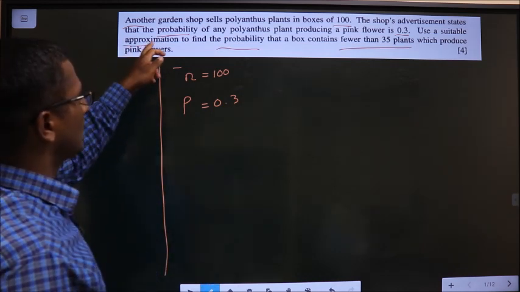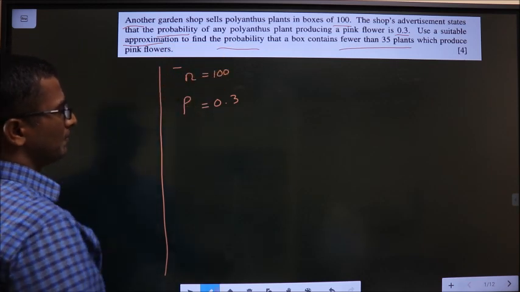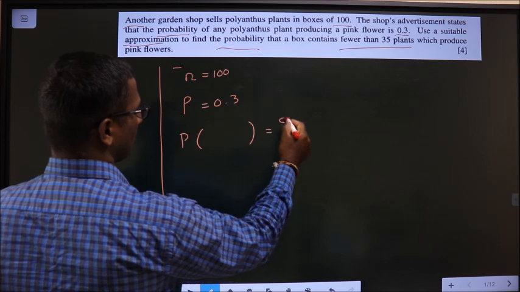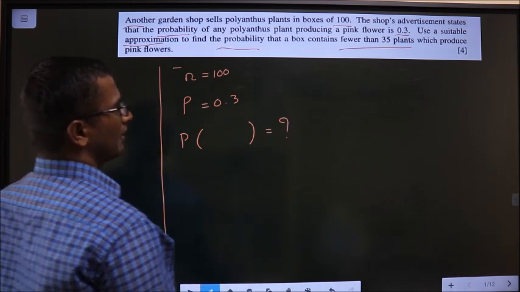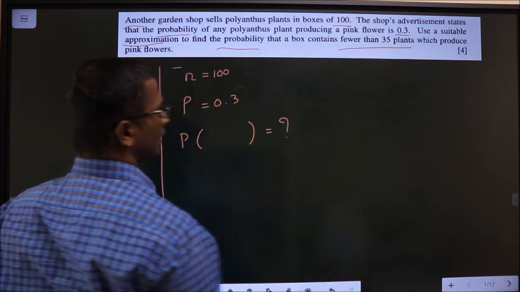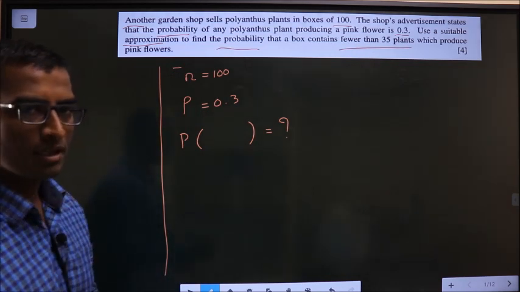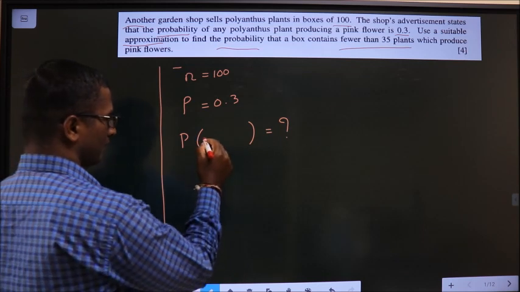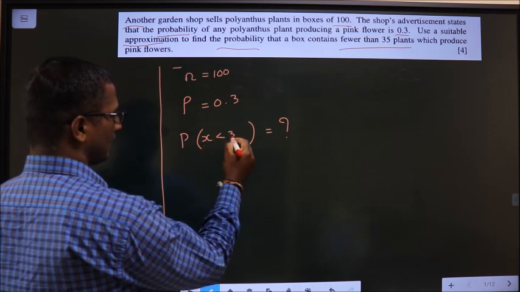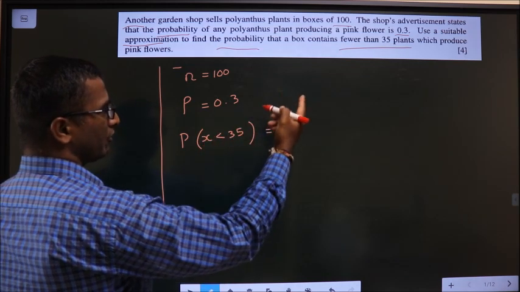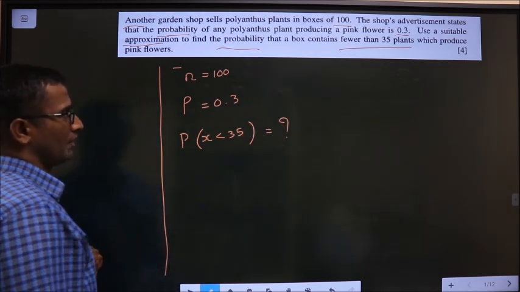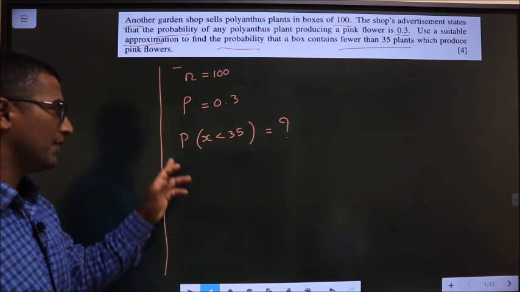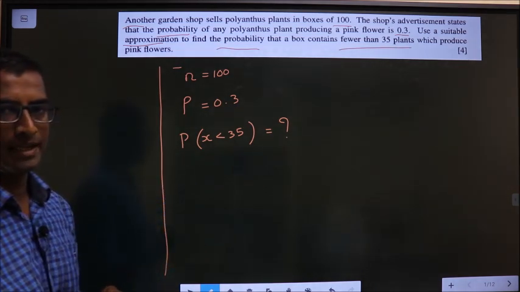You need to use a suitable approximation to find the probability that a box contains fewer than 35 plants. And how do you represent this mathematically? In this way: P of x less than 35, because he said fewer than 35. Right, this is the information given and we have to find this probability.